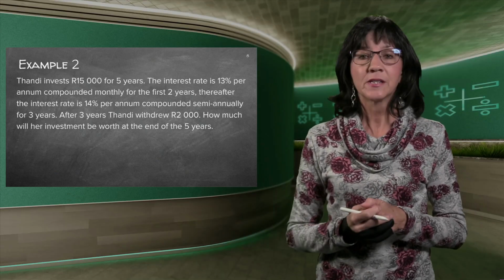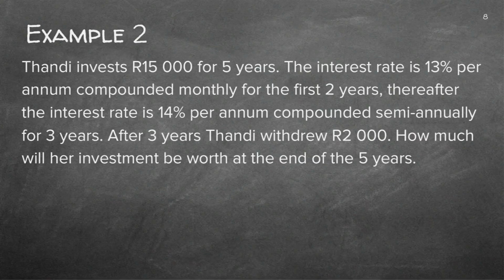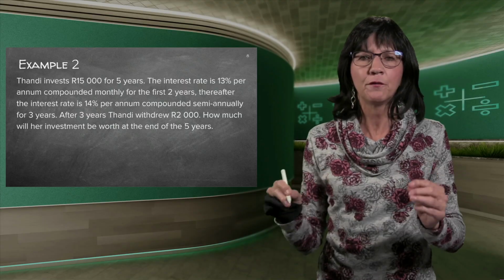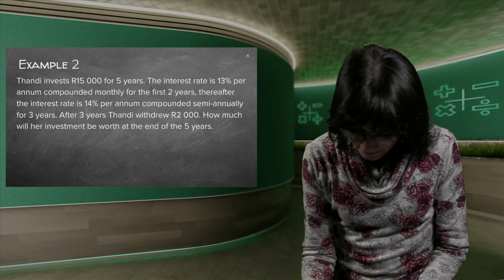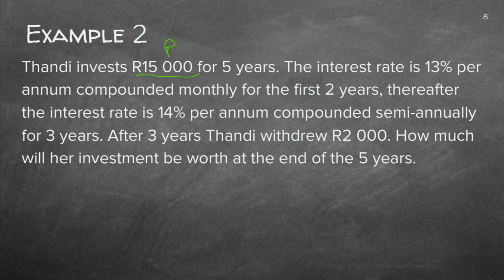Good. Now this example 2 is actually money changes and interest rate changes. So this is the most difficult one you can get. And you'll see it's not difficult at all. It's just that you need to summarize it carefully on your timeline. So let's read it. Tandi invests 15,000 Rand. So I know that is the P because she starts off now in the beginning for 5 years. That is my N. So we'll just read further, but it seems like maybe this is the final 5 years overall. The interest rate is 13%. There's the I.